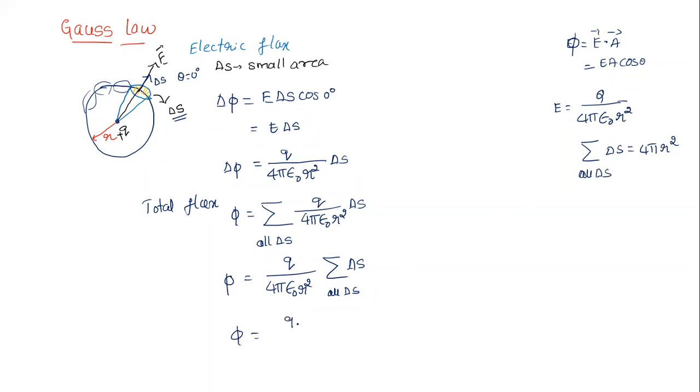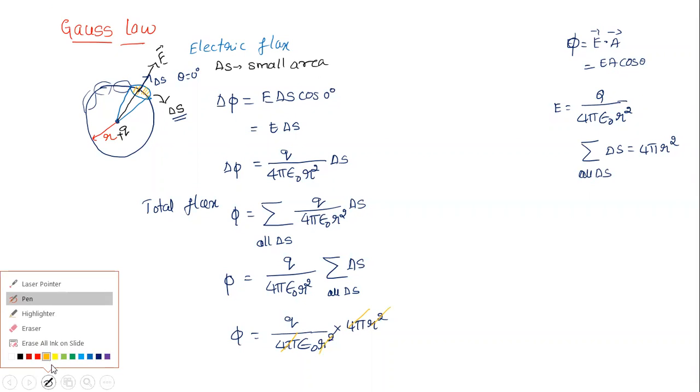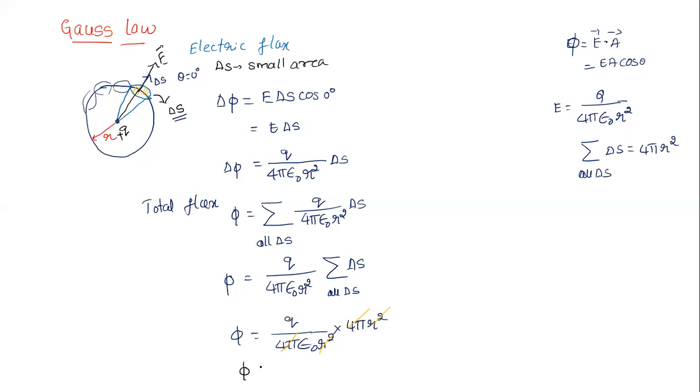Total flux equals Q divided by 4 pi epsilon naught r square, multiplied by 4 pi r square. What is going to cancel here now? The 4 pi r square. So what is left over? We are left with phi equal to Q divided by epsilon naught. This is what we call Gauss law. So this I can say is the proof of Gauss law.